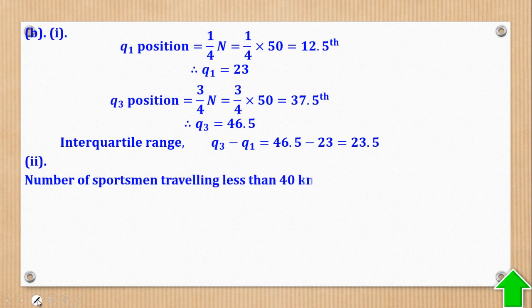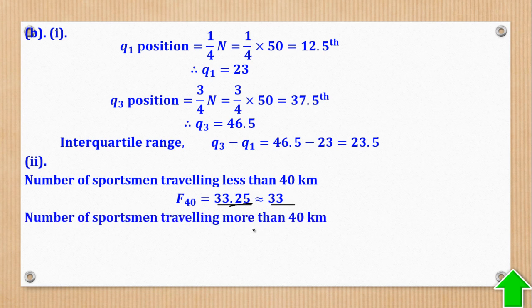So you come and say that the number of sportsmen traveling less than 40 kilometers is 32.25. So here it is okay to round off. It is allowed. But because they were asking for a percentage, it is also okay if you leave your answer here, because the question was not the number of sportsmen. It was just the percentage of sportsmen. So both these two students will be correct.